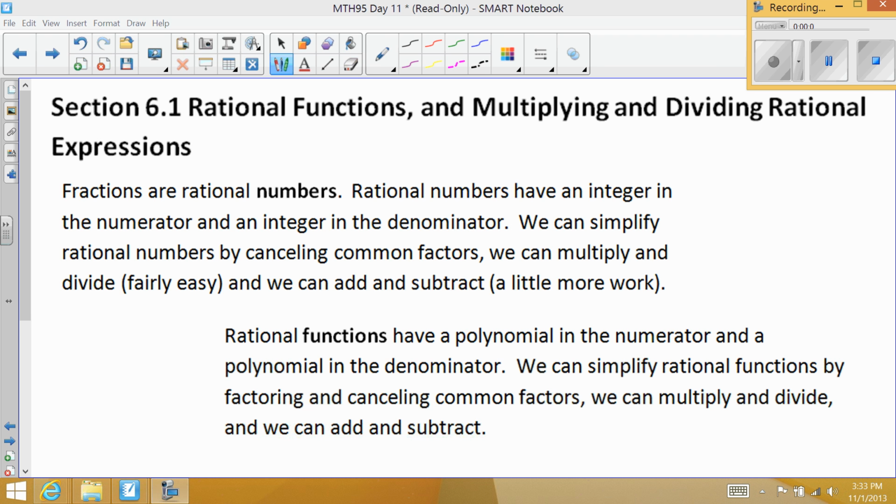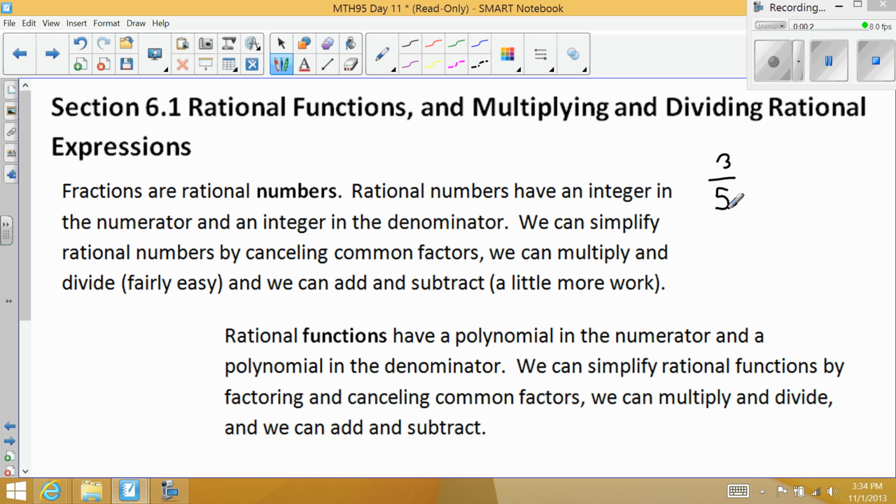Rational functions, and multiplying and dividing rational expressions. Just a reminder, fractions are rational numbers. Rational numbers have an integer in the numerator and an integer in the denominator. We can simplify rational numbers by canceling common factors. We can multiply and divide, and add and subtract.